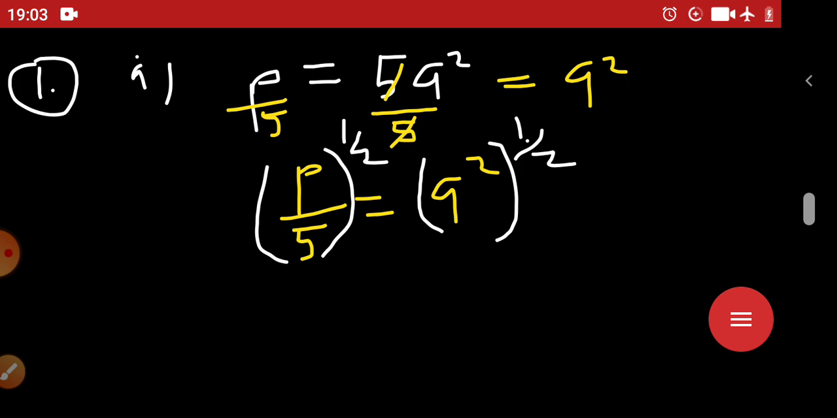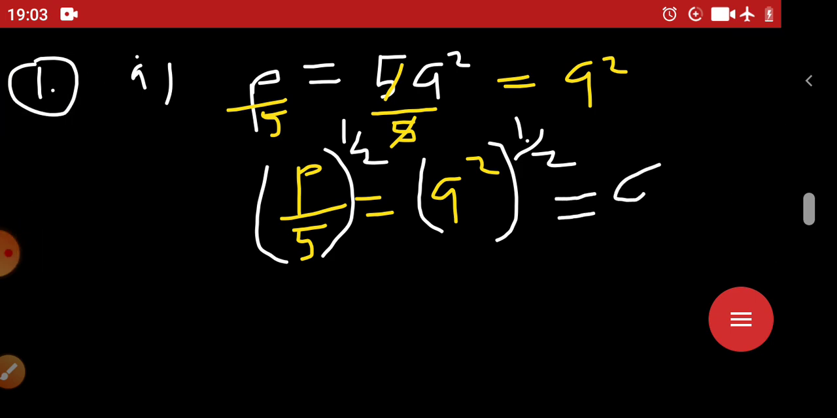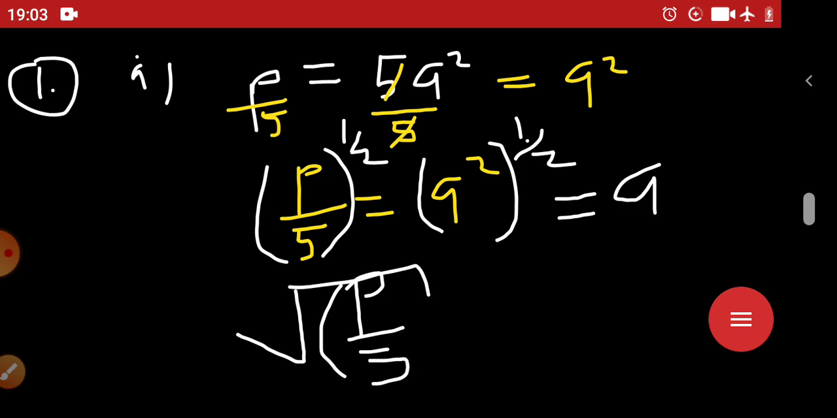So here you will have 2 times half, which will give you a to the power 1, which is a. On this side you'll have this, just leave it like this. You know that the power of 1 over 2 is a very common one, which is called the square root. So in other language you would say this is taking a square root of everything inside, which is p over 5, equal to a. So this is the same thing.